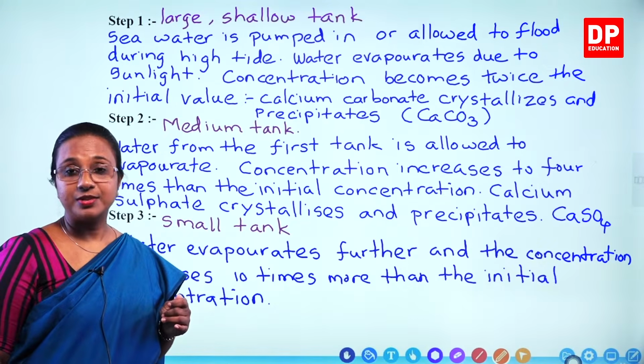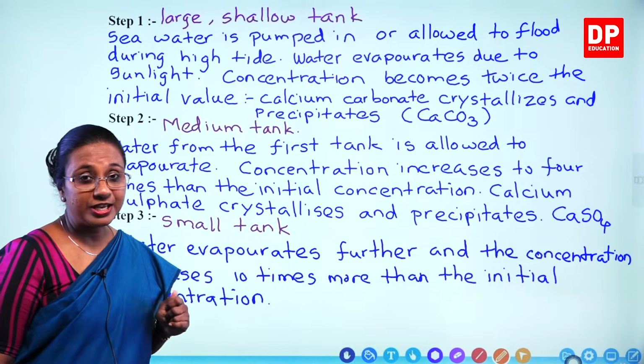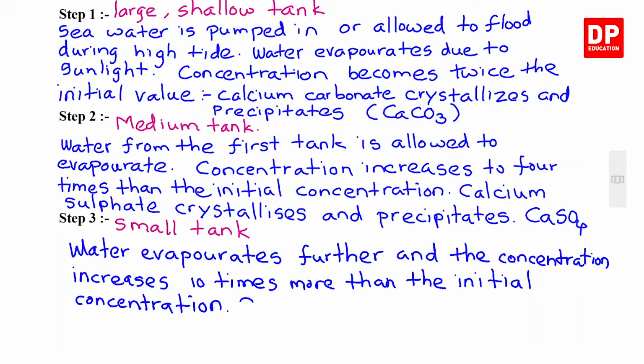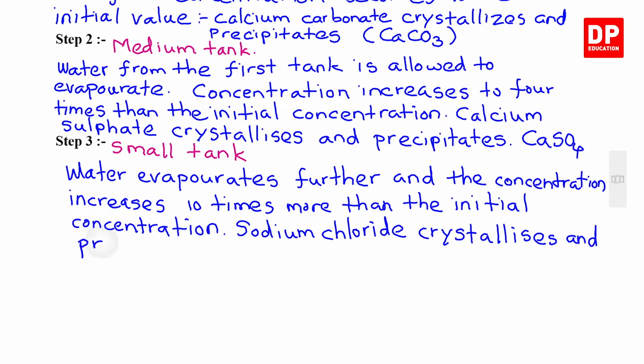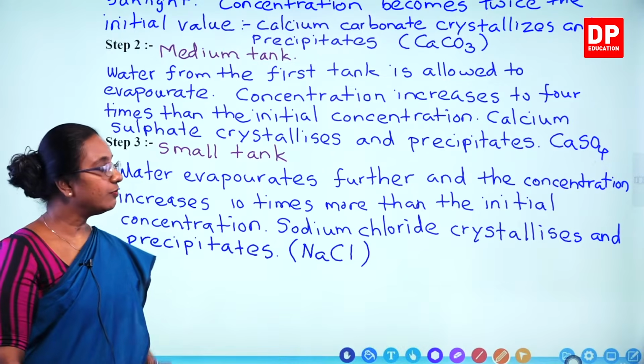Then what is the compound that precipitates? Sodium chloride. Sodium chloride crystallizes and precipitates. That is NaCl. That is the salt that we need. But what happens here?